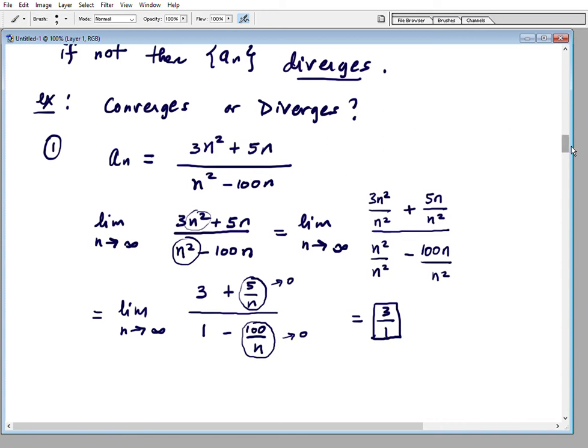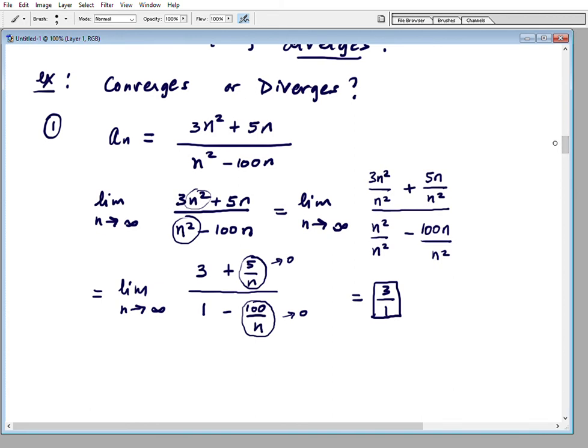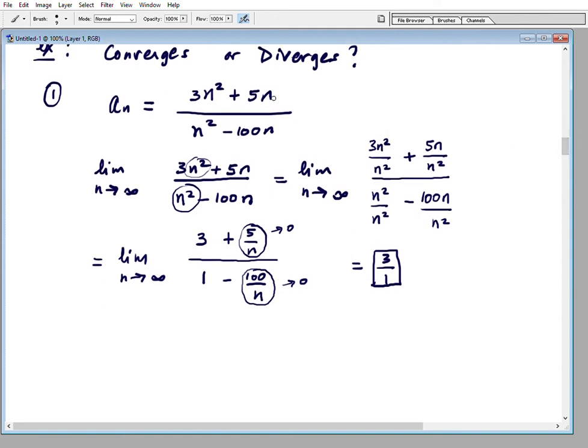Here's another one you could do. All right. Okay, so that's one type. Okay, we're doing different types. Okay, here's another method. So this method is only used if we have polynomial in n divided by polynomial in n.